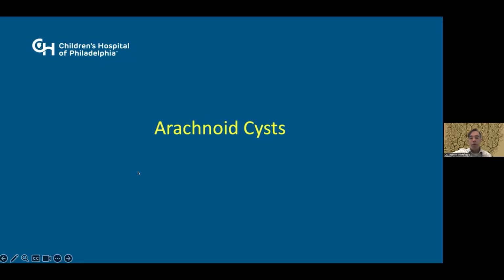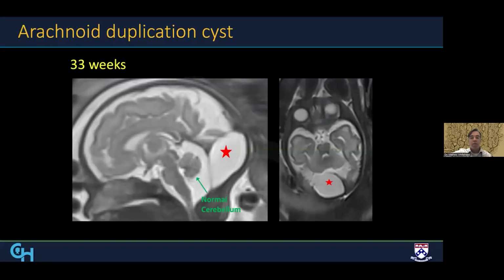On to some pathology. So first, arachnoid cysts. These come in two flavors: arachnoid duplication cysts, which are congenital, and the secondary form, the fibrous arachnoid cysts. This diagnosis is made when you see focal mass effect within an enlarged subarachnoid space. So you can see the star denotes the arachnoid cyst.